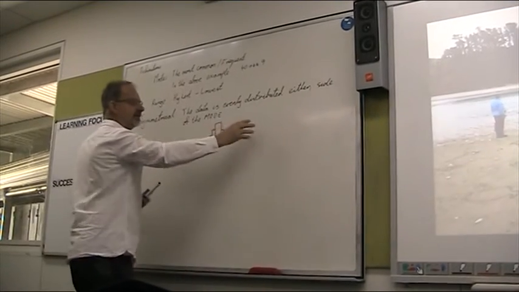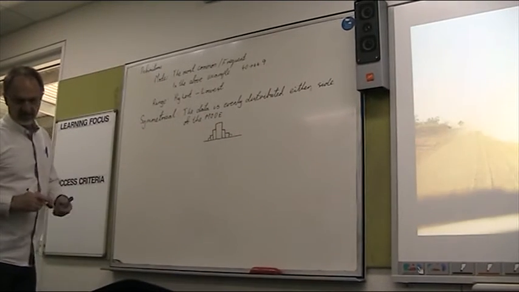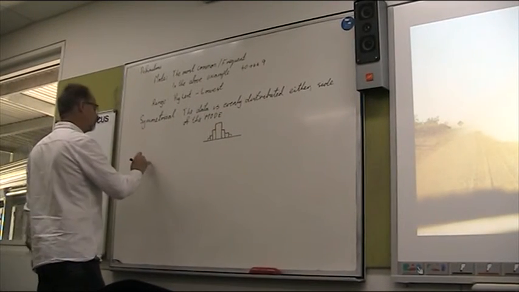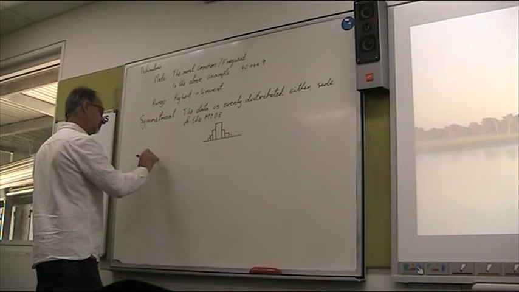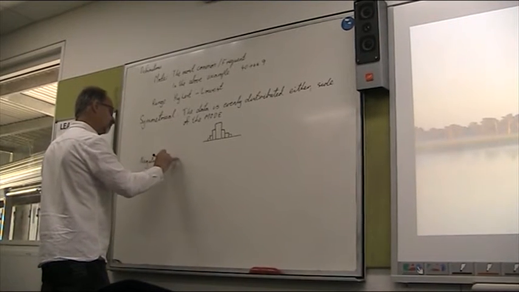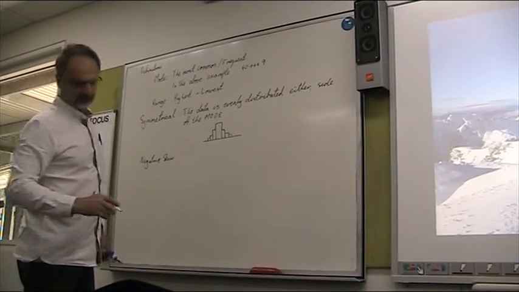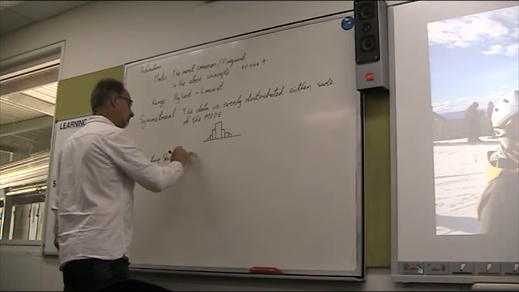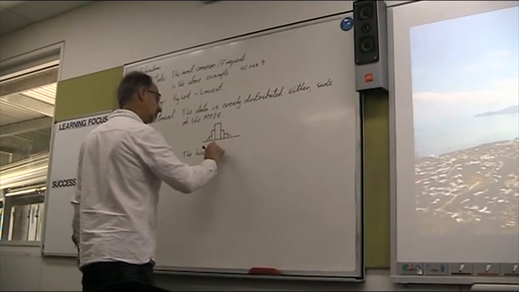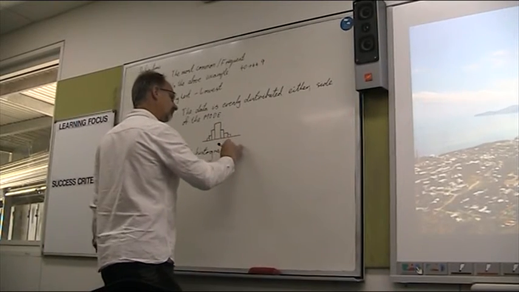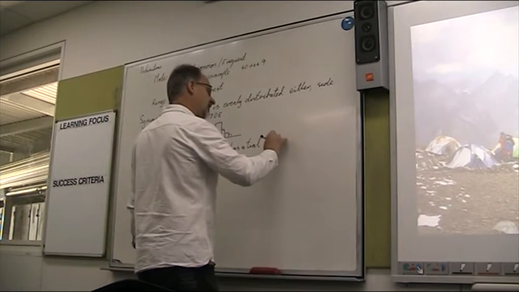Now, if it's not evenly distributed and there's a lot more on one side compared to the other, then what we term that is skew. So first of all, negative skew. It has a tail to the lower or negative end.